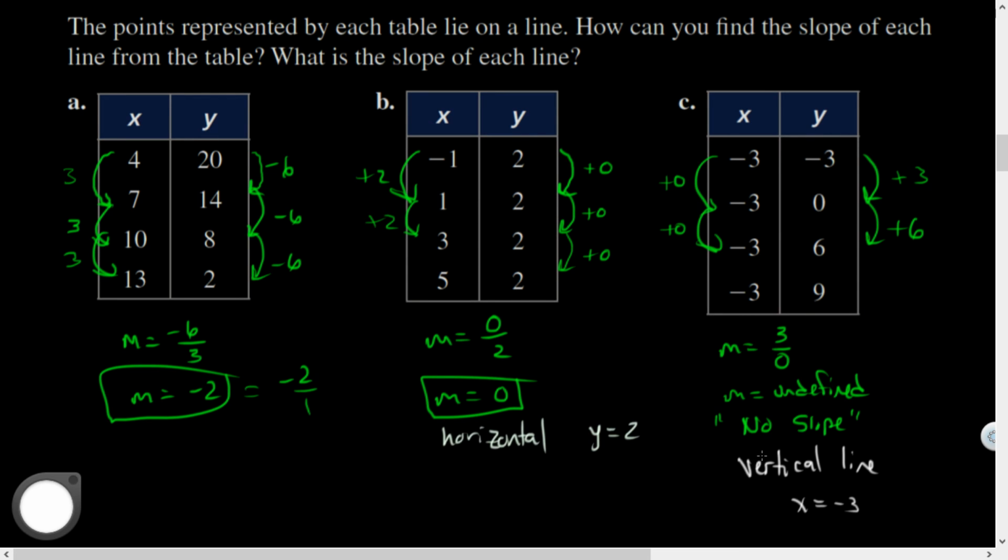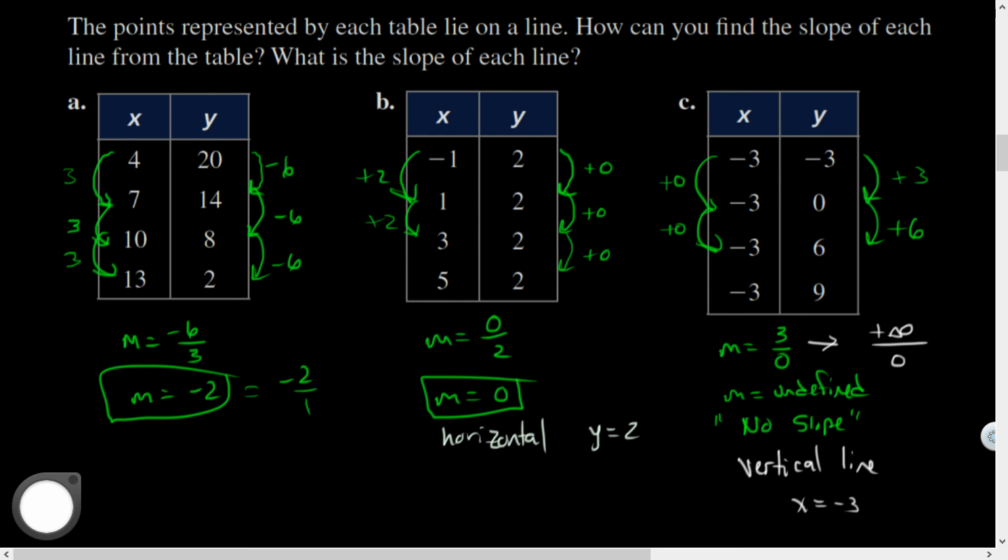And it turns out vertical lines are so steep. You could say you're going up 3 and over 0, and up 3 and over 0. You're practically saying you could go up infinity and you never go over. It's just a straight up and down slope. And so that is going to be the slope of your line. Okay? So that's the big idea there.